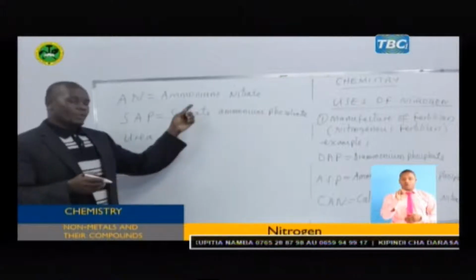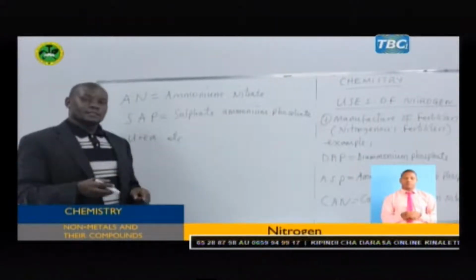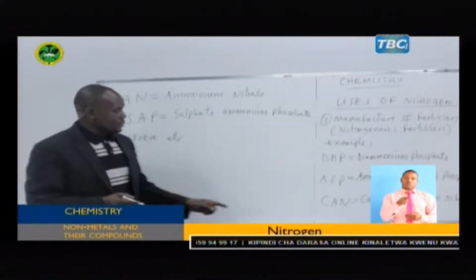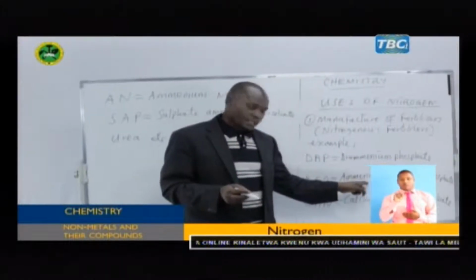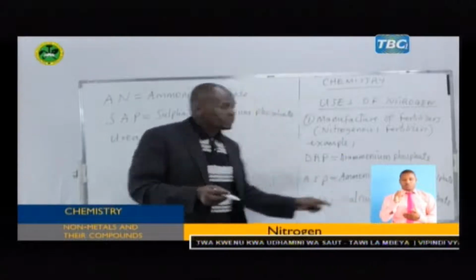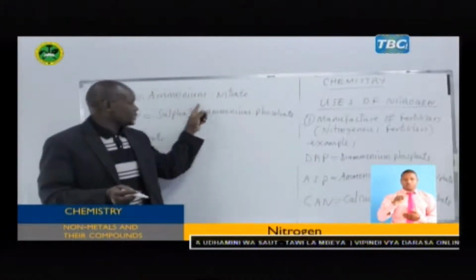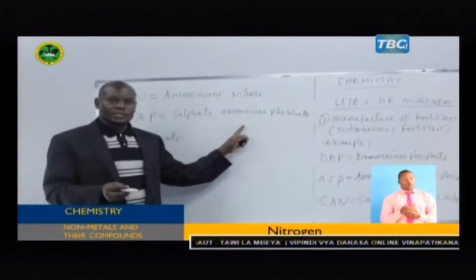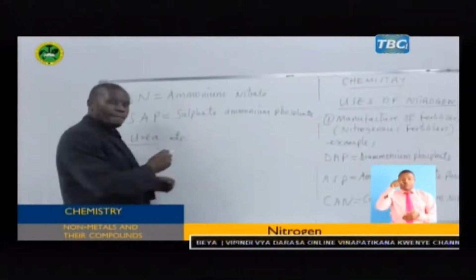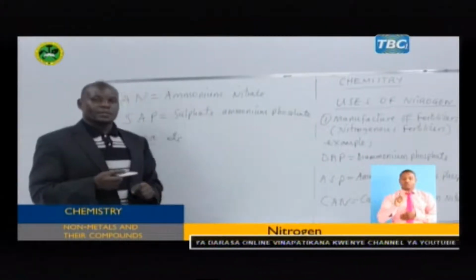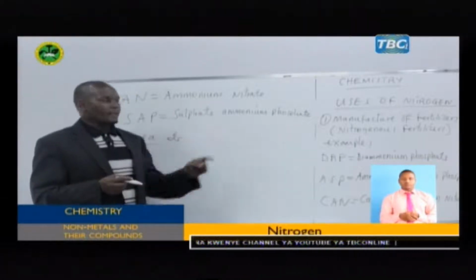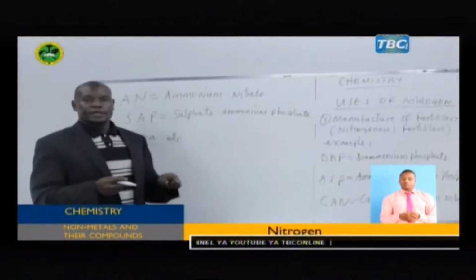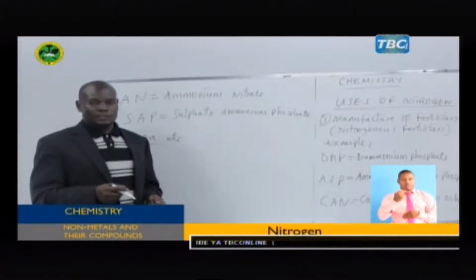Now, why do we call them nitrogenous fertilizers? Because the main component here is ammonia, and ammonia contains nitrogen. So even in urea we have nitrogen inside. That's why we call them nitrogenous fertilizers, and they are very useful in agricultural activities.